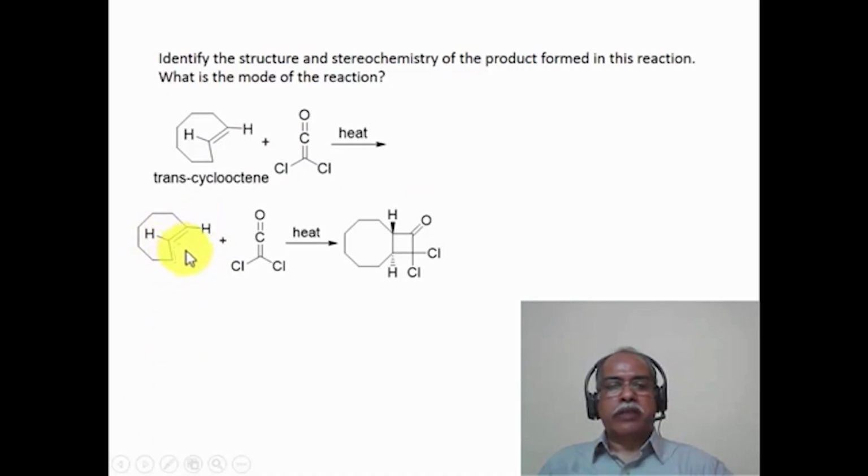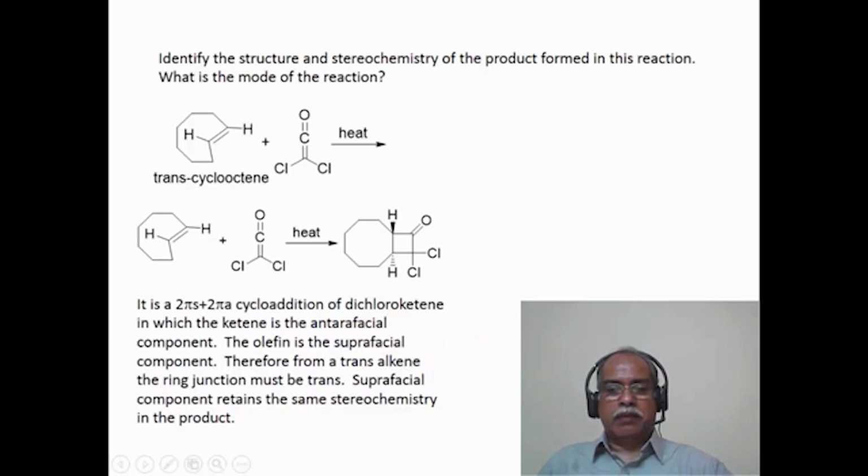trans-cyclooctene as a suprafacial component and the dichloroketene as the antarafacial component, resulting in the formation of the dichlorocyclobutanone derivative, which is this particular derivative. Please note that the stereochemistry is trans in the olefin and that retains its stereochemistry as trans in the final product also, indicating that the suprafacial component is actually the olefin component in this particular case, and the ketene component is an antarafacial component as far as the suprafacial antarafacial components of the cycloaddition partners are concerned.